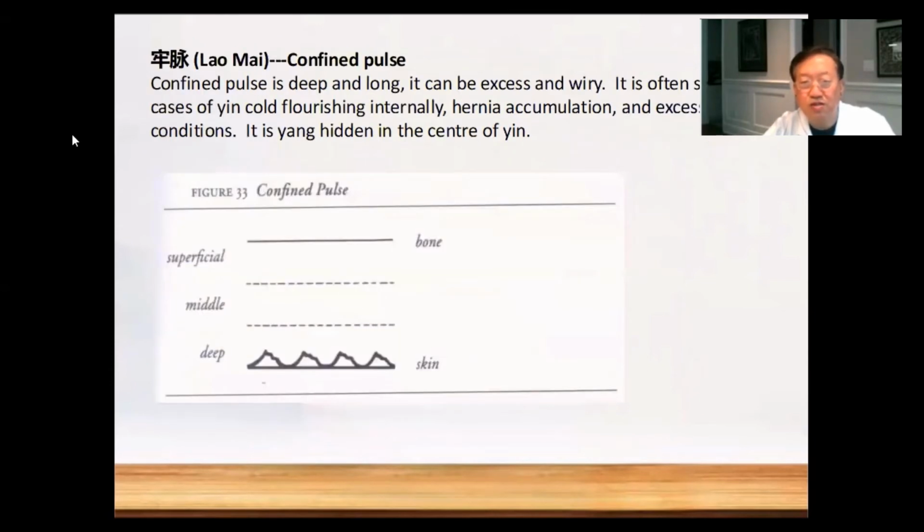Laomai, confined pulse. Confined pulse is deep and long. It can be excess and wiry. It's often seen in cases of yin cold flourishing internally, hernia accumulation, and excess conditions. It is yang in the center of yin.